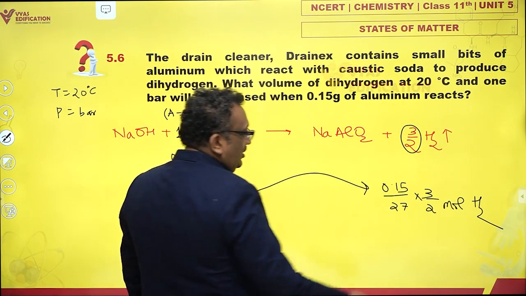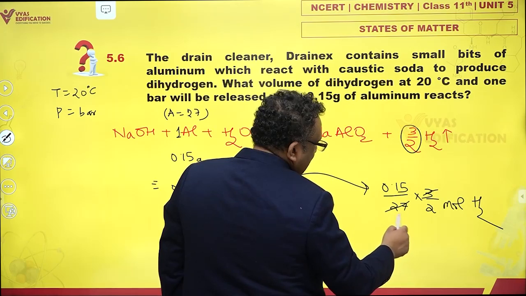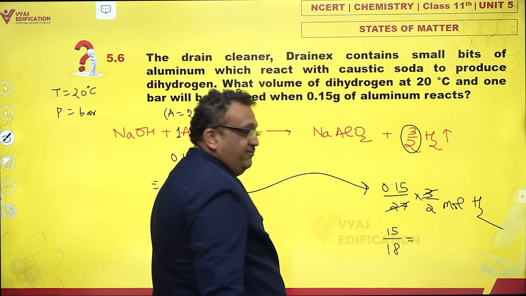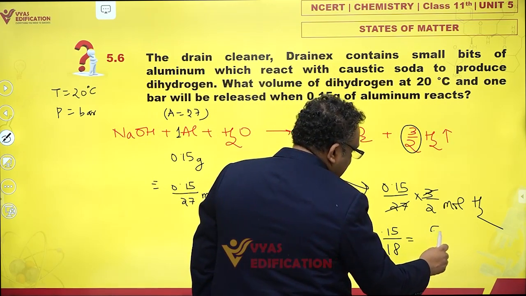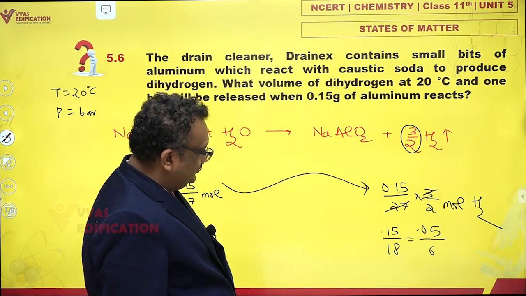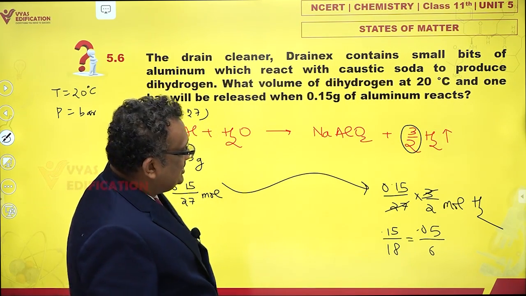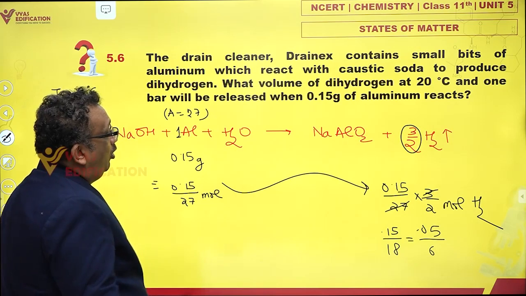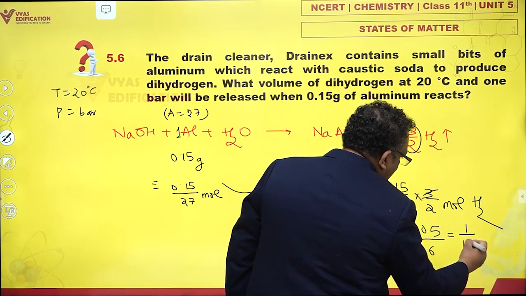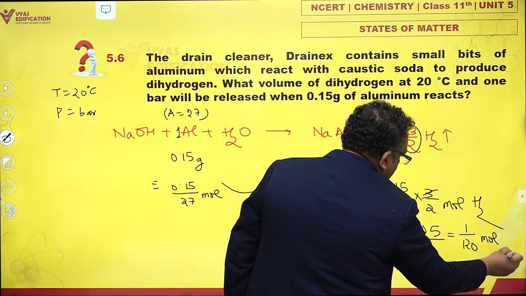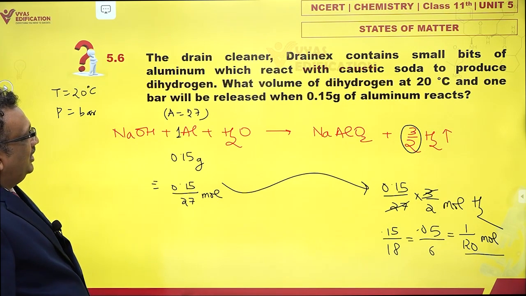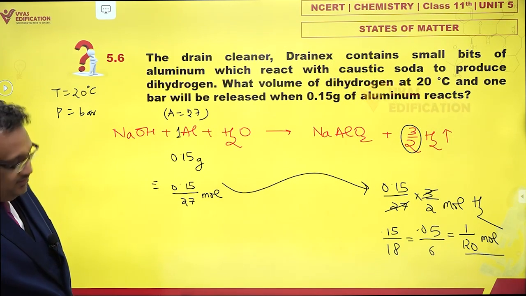Okay, how much is that? Well, this is 9 to 18, 0.15 by 18, 15 by 18, that is 5 by 6, 0.05 by 6. Makes sense. So this is 1 upon 120 moles. 1 by 120 moles of hydrogen will be released. Fine.